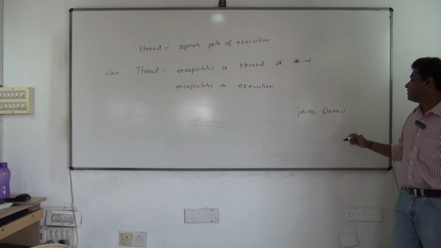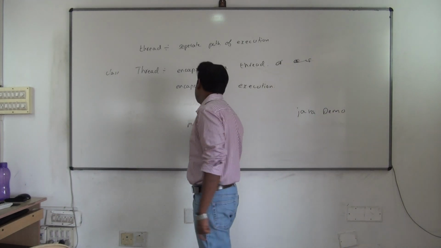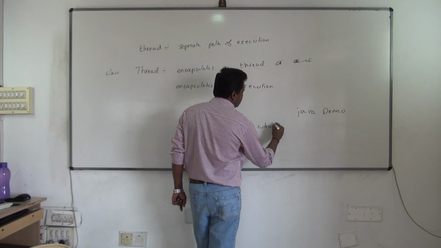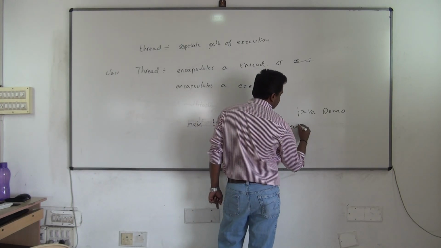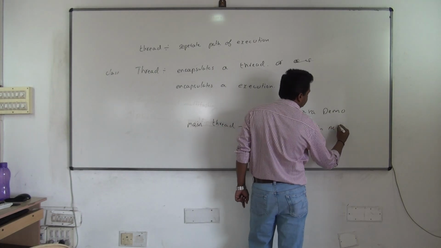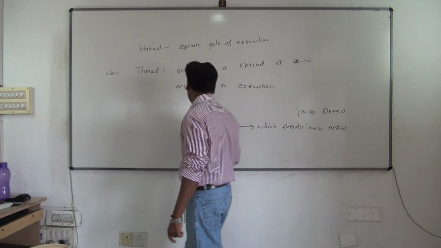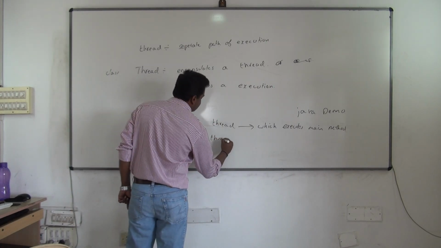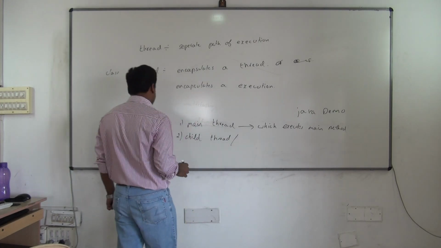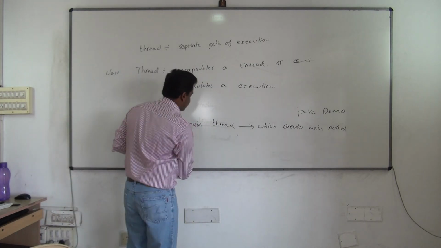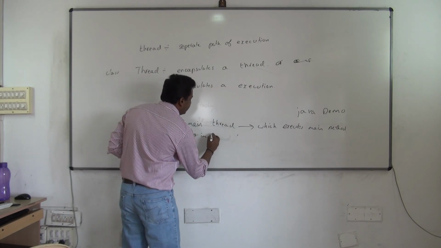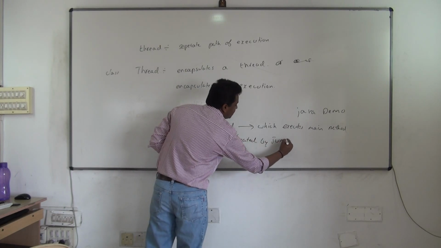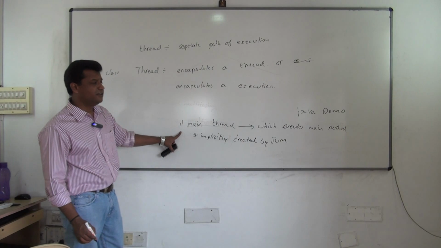Understood? So first I will introduce one thread called the main thread. Why this main thread is very important for us is, the main thread is the one which starts or executes the main method. Okay, understand now. If you want to create a child thread or user thread, and this happens implicitly. The main thread is implicitly created by the JVM.